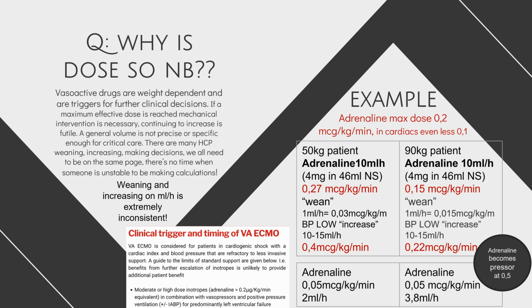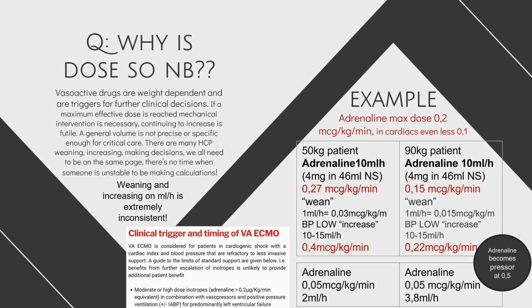So we're running this adrenaline, and I've calculated this on the average mixing regime that I've noticed in the hospitals that we work at, and that is 4 amps or 4 milligrams of adrenaline in 46 mils of saline to equal 50 mils. So if we use that recipe and we're running the adrenaline at 10 mils per hour, on a 50 kilogram patient, that equates to 0.27 mics per kilo per minute, which we already know is way above the maximum dose. On a 90 kilogram patient, it's 0.15, which is different.